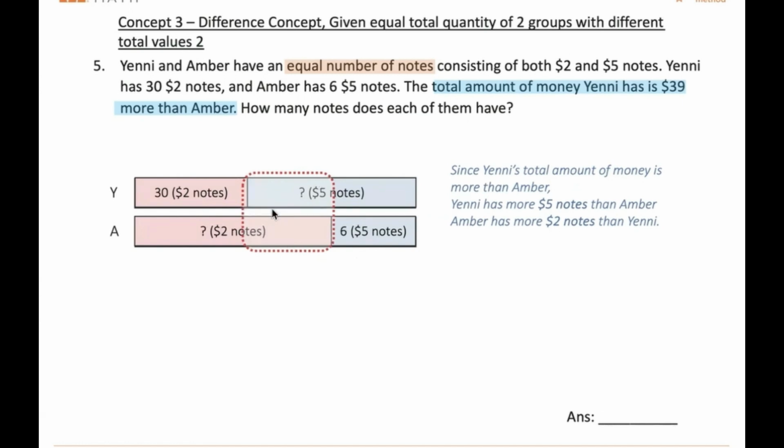The number of notes here is simply how many? We do not know. This is because it's a question mark. But we know the difference between a $5 note and a $2 note is $3. We also know that the total difference between the value here is $39, given in the question. So all the $5 notes here minus all the $2 notes here, the difference is $39.